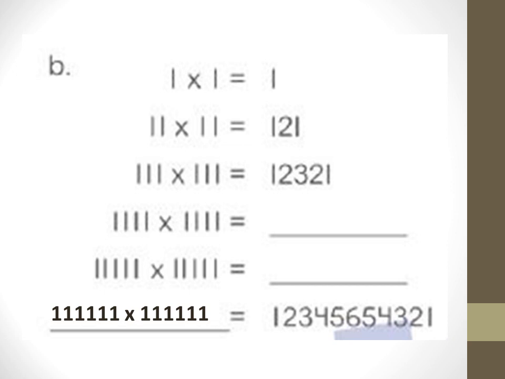Now here also, look at the pattern. The last one is already done for you. Find out the answer to the fourth and the fifth equation. Look at the pattern carefully. 1 into 1 equal to 1. 11 into 11 gives you 121. 111 into 111, that means 3 ones multiplied by 3 ones gives you 12321.